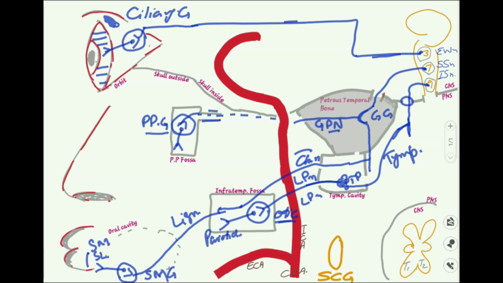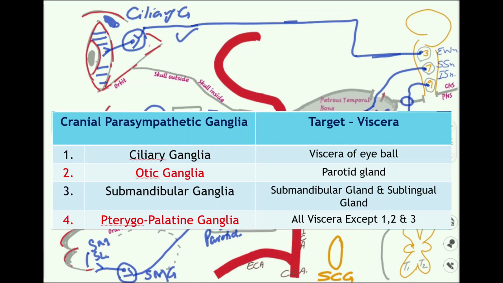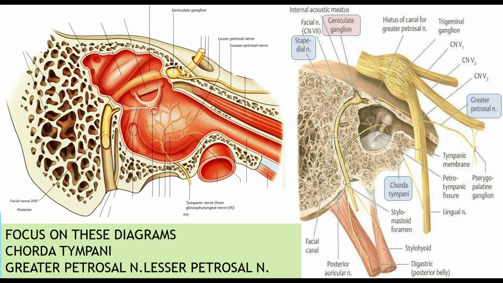So what's the target of the pterygopalatine ganglia? The target of the pterygopalatine ganglia is all minus 3. What is all minus 3? It means that the rest of the viscera that is not supplied by the ciliary ganglia, that is not supplied by the otic ganglia, that is not supplied by the submandibular ganglia, all remaining will be supplied by the pterygopalatine ganglia. So remember things in a simple way, you will never forget.